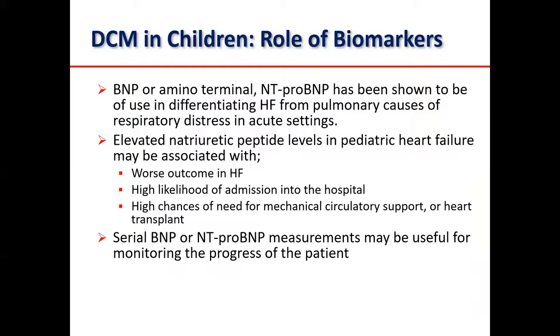I did mention biomarkers, which are becoming a routine now in all patients of heart failure, especially DCM. And now we have some data in children also where it has been shown to be of great use. The first use is that it differentiates heart failure from the pulmonary causes of respiratory distress, especially if the patient is presenting in acute settings. Also, the level of elevation may actually give you some idea about the prognosis. It is generally believed that elevated NT-proBNP.